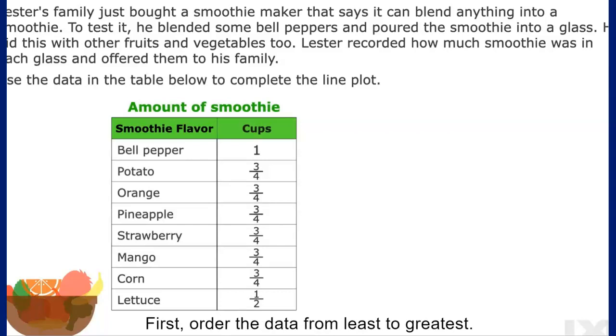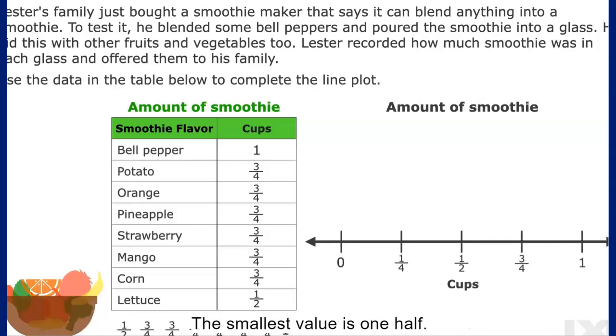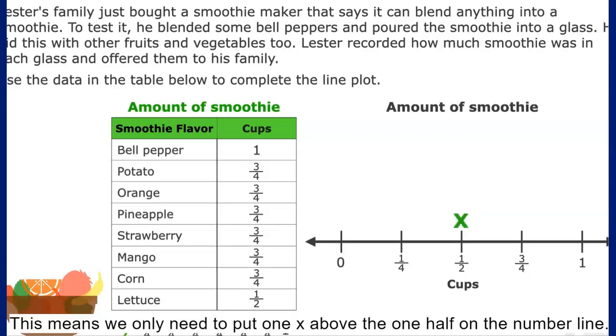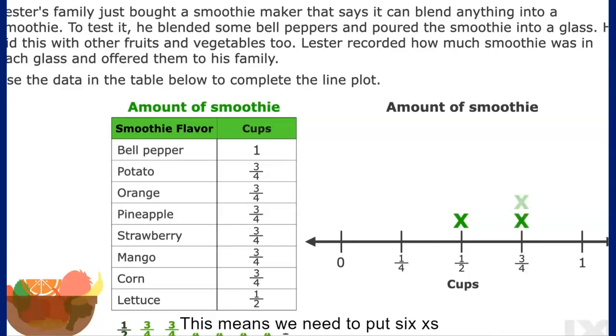First, order the data from least to greatest. Now, let's draw and label our number line. If we go from 0 to 1 by fourths, we'll hit each value in the set. The smallest value is 1/2. It appears one time. This means we only need to put 1 x above the 1/2 on the number line. The next value is 3/4. Count how many times 3/4 appears in the list. It appears 6 times. This means we need to put 6 x's above the 3/4 on the number line. The last value is 1. It appears 1 time. This means we only need to put 1 x above the 1 on the number line.